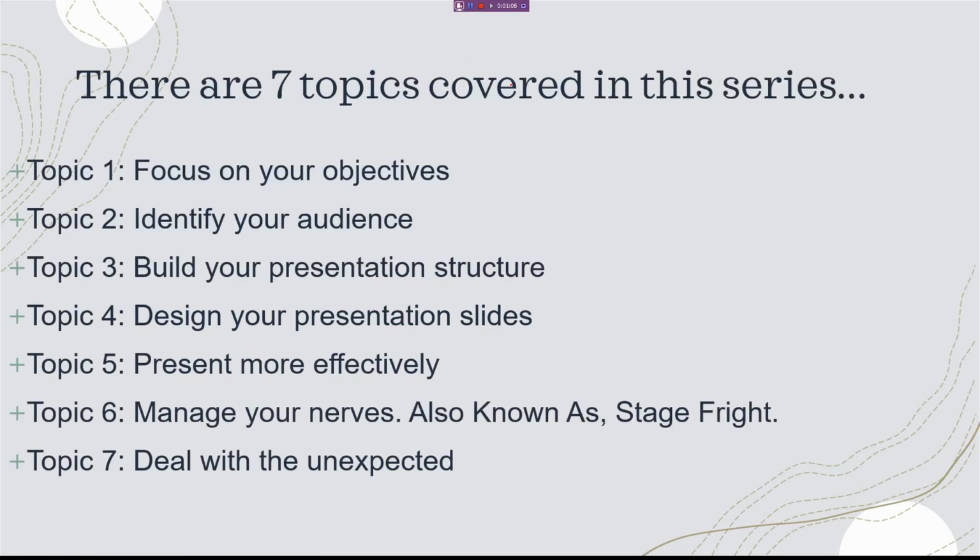There are 7 topics covered in this presentation skills series. Topic 1 is focus on your objectives. Topic 2 is identify your audience. Topic 3 is building your own presentation structure. Topic 4 is designing your presentation slides. Topic 5 is presenting more effectively. Topic 6 is manage your nerves, which is also known as stage fright. Topic 7 is deal with the unexpected. The first 4 topics deal with designing the presentation while the rest deal with presenting it.